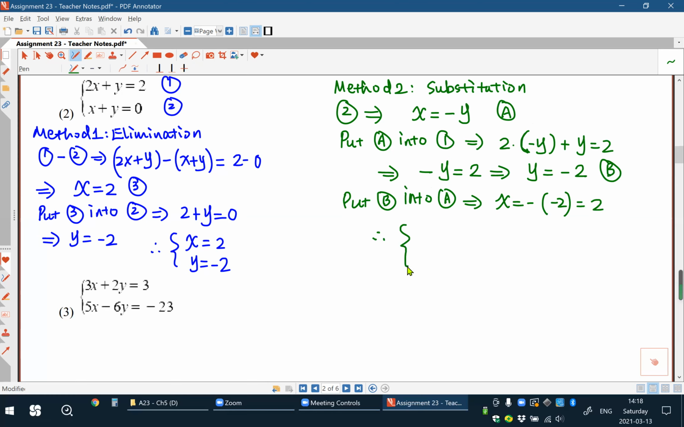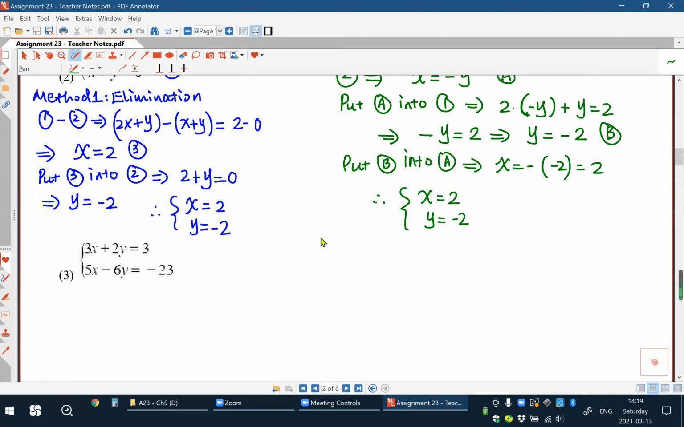And then we can make the conclusion. x is 2, y is minus 2. This is our final result. Okay, you can choose either method. Okay, have a look at this. Do you have any questions? No? All right, let's see the next one.